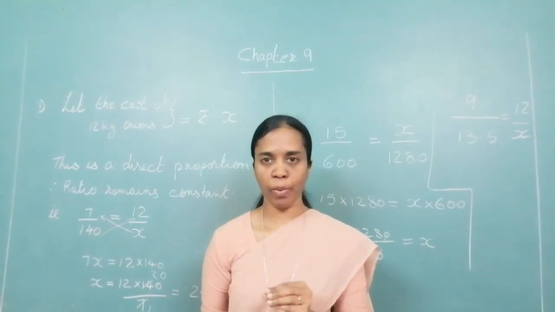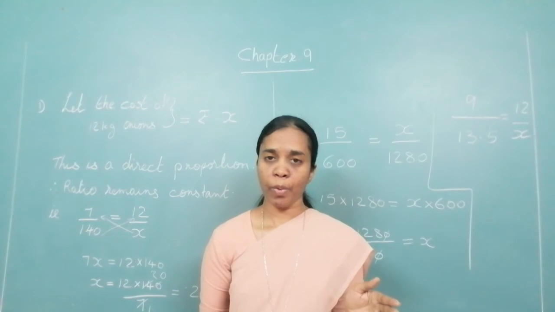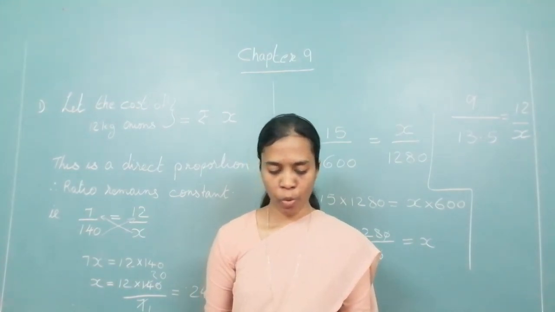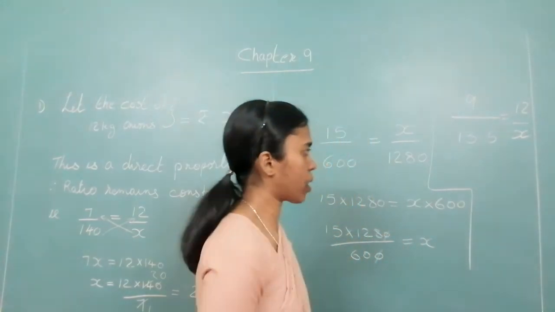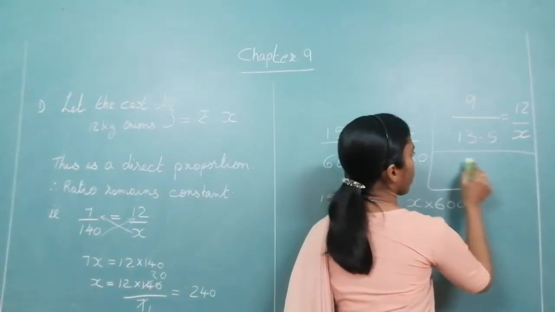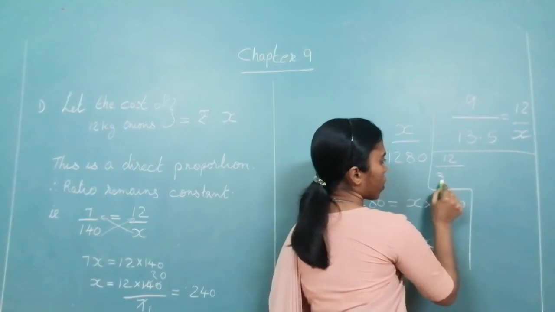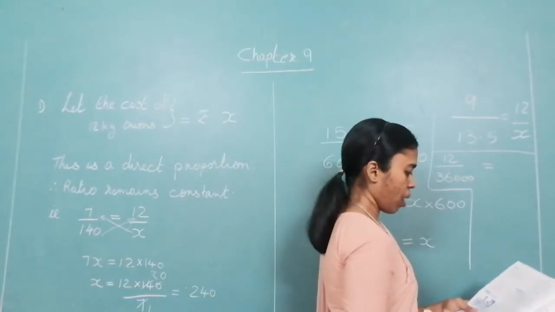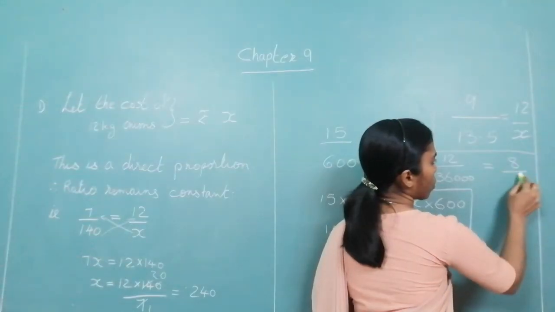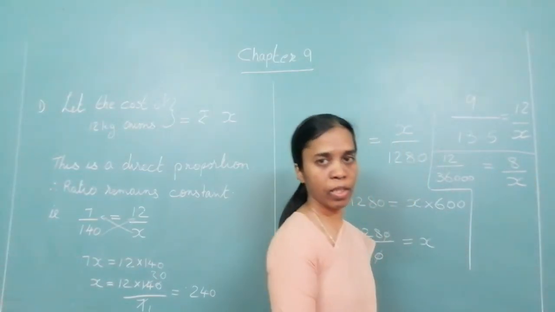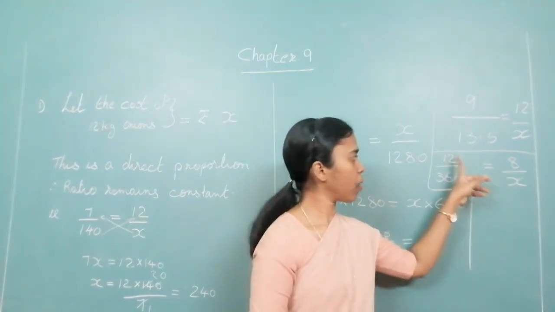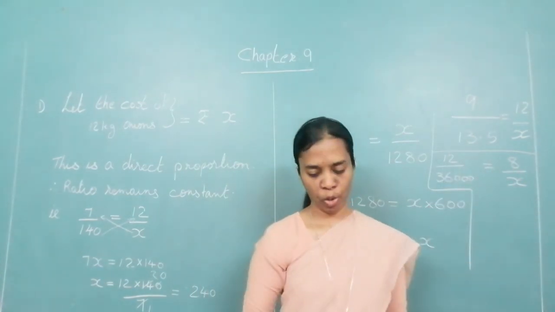This is a direct proportion. In direct proportion, the ratio remains constant. And what is your ratio? 12 quintals cost 36,000. Therefore, 8 quintals cost X. This is what you have considered as X. Now you cross multiply and get the value of X.